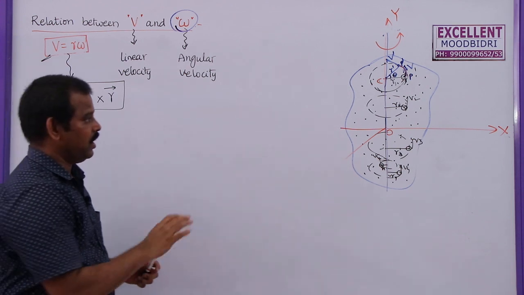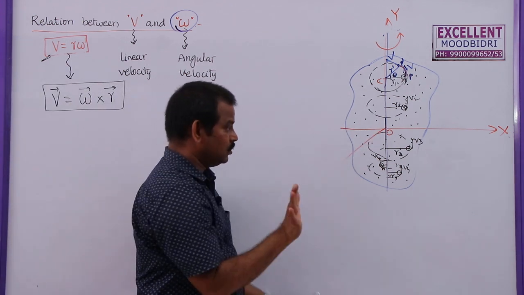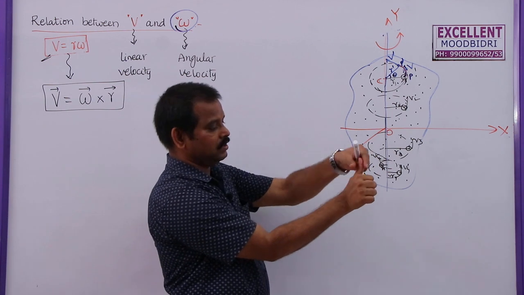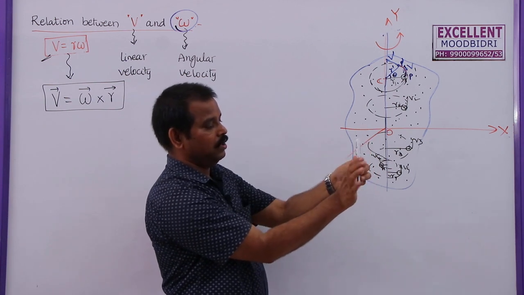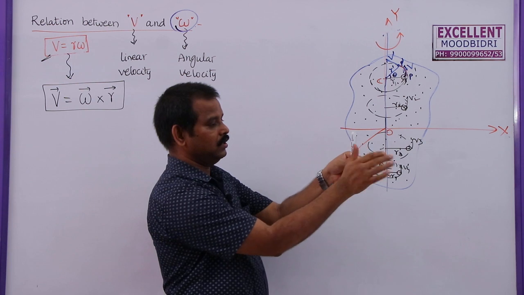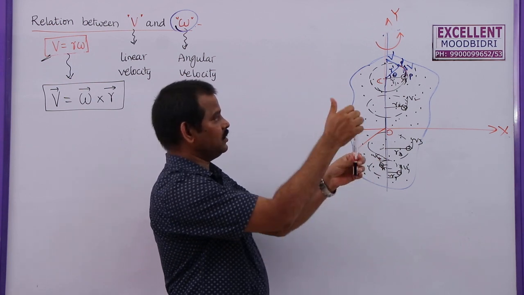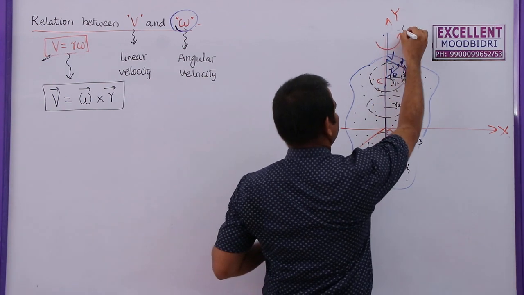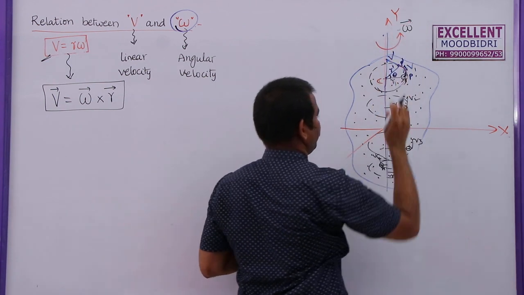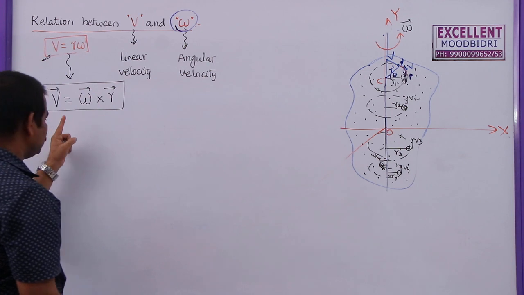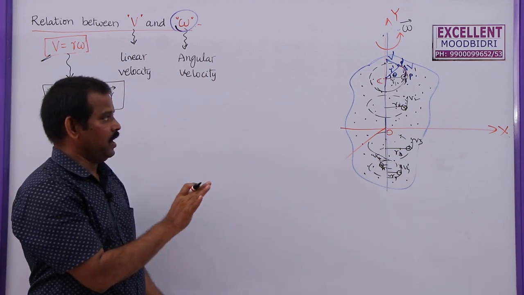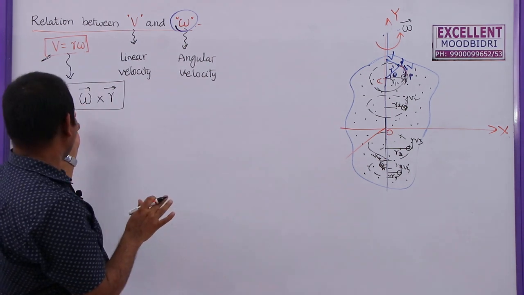As this body is rotating like this, here this is the y-axis, the axis of rotation, positive, and it is rotating around the y-axis. When it is rotating around the y-axis, the angular velocity always acts vertically upwards. So this is the direction of omega bar. Now, if you multiply omega with r, you get velocity.